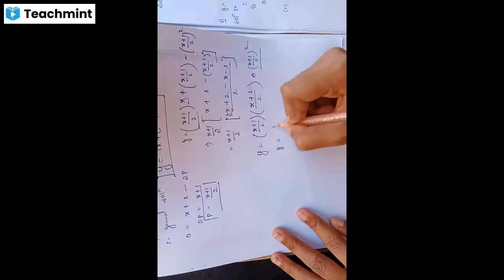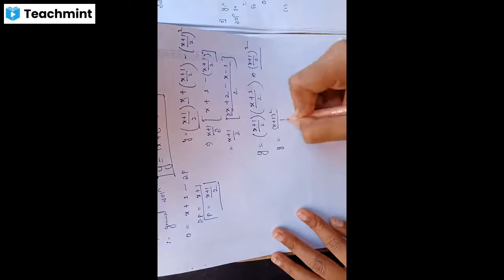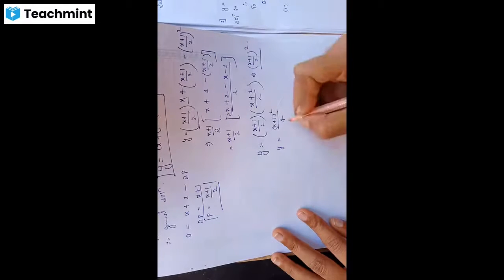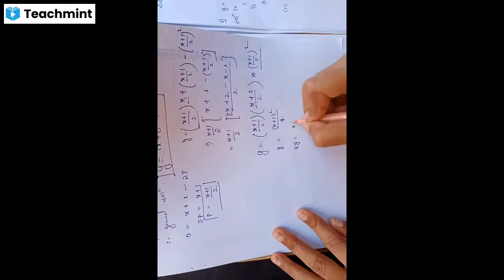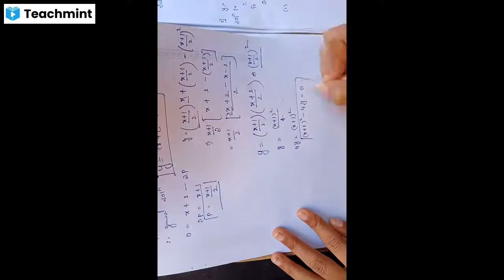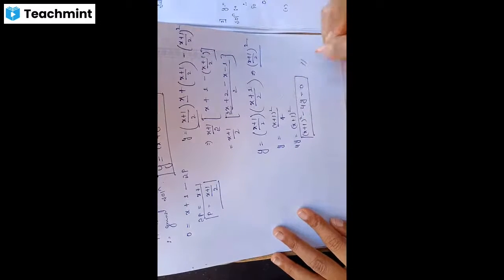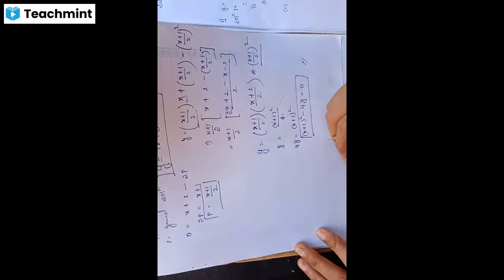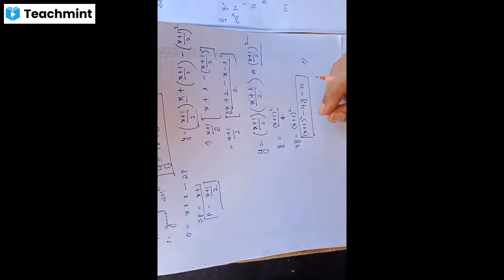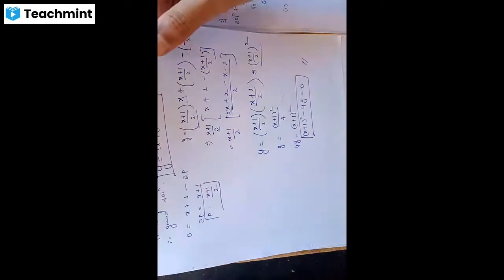So y is equal to x plus 1 whole square divided by 2 to the power 4. So 4y is equal to x plus 1 whole square. If you take 4y to the right hand side of the equation, it will become x plus 1 whole square minus 4y is equal to 0. So this is our singular solution. So we have very simple examples in this method. So let's see the next example.